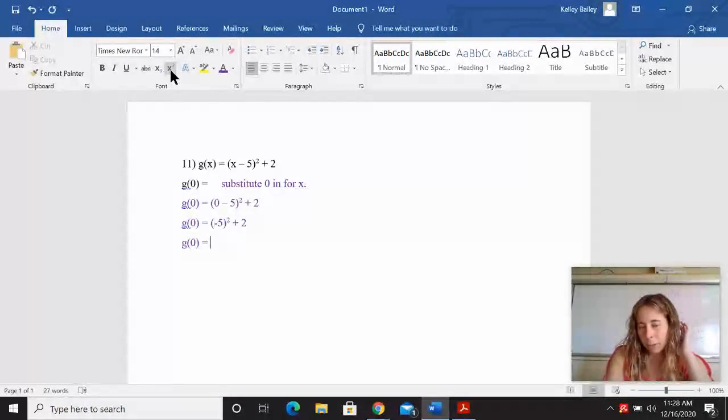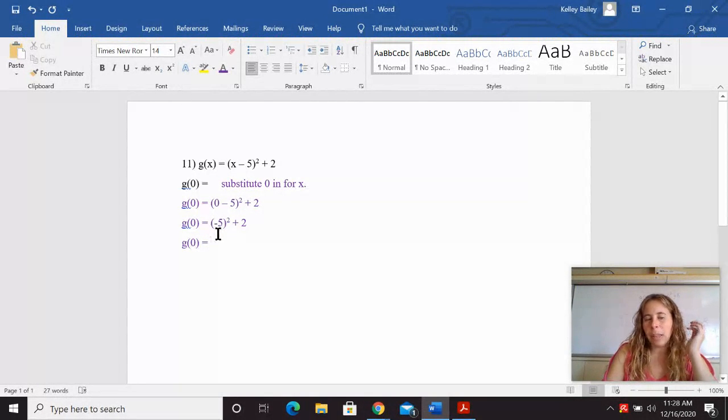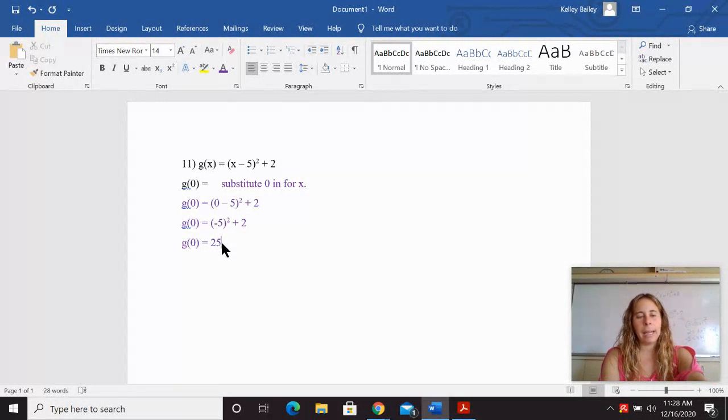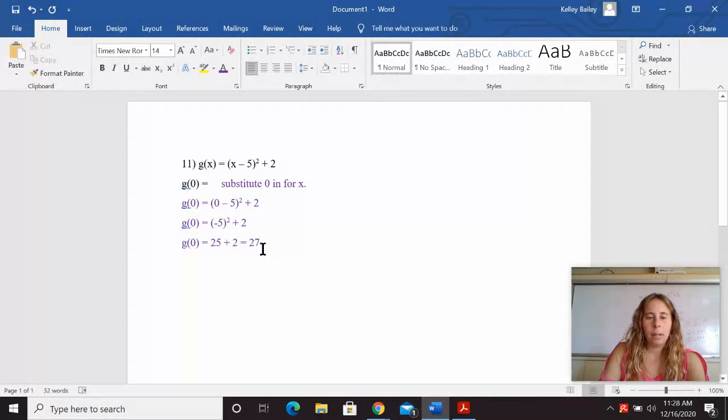All right, negative 5 squared. It's inside parentheses, so negative 5 times negative 5 is positive 25. You will not get a negative answer. Plus 2 equals 27. Hopefully that's right. It is. So that would be your answer. When x is 0, y is 27. That means, it doesn't ask you that, but this means that that's your y-intercept. So this graph would intersect the y-axis at 27, all right?